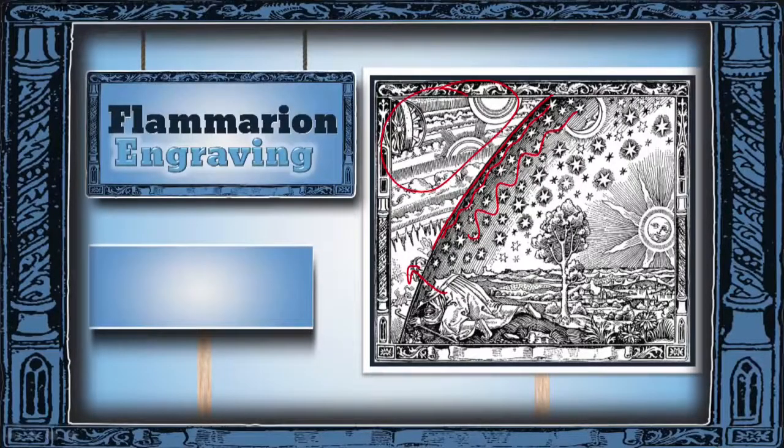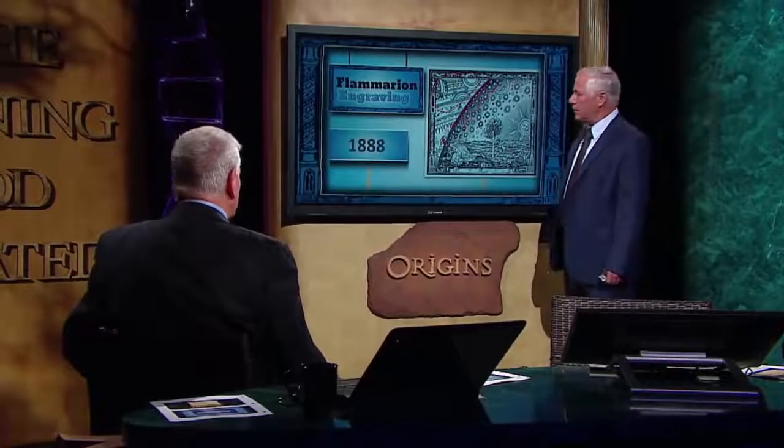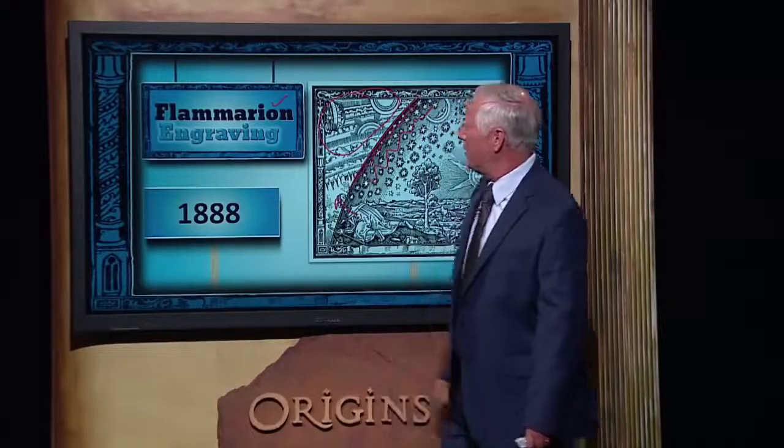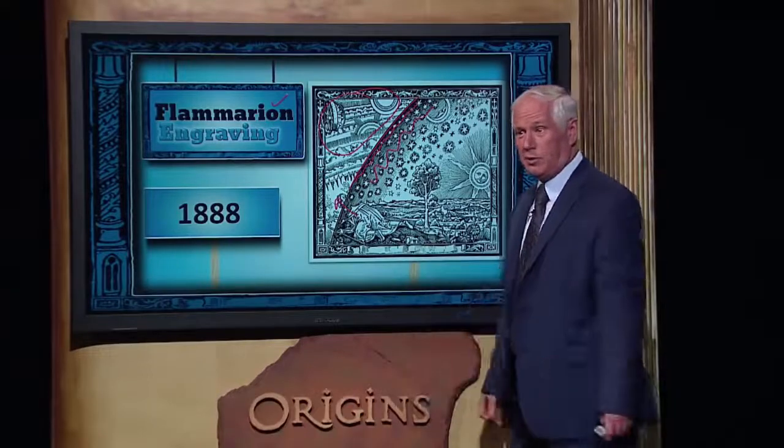Is that pretty much what you think the people in the Middle Ages believed? That's pretty common. I think so. That's what people tend to think. That would be my assumption. You could believe this engraving came right out of the Middle Ages. Sure. It didn't. It came from 1888. Flammarion was a Frenchman who wrote a book on meteorology, and he used this to illustrate in his book. And it was supposed to represent the medieval sort of thing going on.